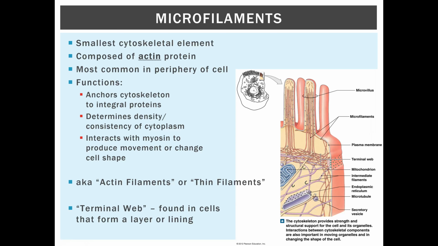And another key structure microfilaments form is called the terminal web, which is again shown in this image as this collection of microfilaments that run across the top portion of a cell. And this is found in cells that form a layer or a lining, and we call these types of cells epithelial cells, and we'll go into more detail about epithelial tissue in chapter 4.